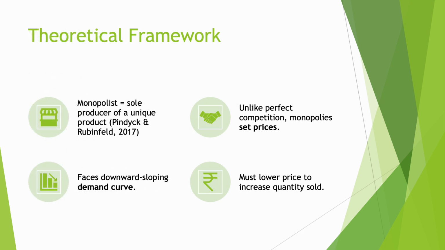Now, moving on, let's break down the theoretical framework behind how monopolies make decisions about price and output. Unlike competitive markets, a monopoly maximizes profit by producing the quantity where marginal revenue equals marginal cost, or MR equals MC. This is a basic rule in microeconomics for profit maximization. But here's the difference. Because a monopoly faces no competition, it doesn't take the market price as given. Instead, it chooses the price based on the demand curve, meaning it can charge more than the marginal cost.